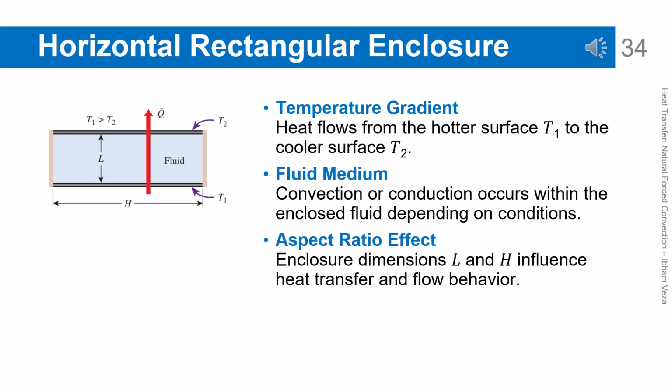Horizontal rectangular enclosure. Heat flows from the higher temperature surface to the lower temperature surface. Inside the fluid, heat transfer can occur by conduction or convection, depending on the conditions. The ratio of height to length of the enclosure affects the flow pattern that forms. If the space is very narrow, conduction may dominate. If the space is large enough, natural convection can develop strongly.